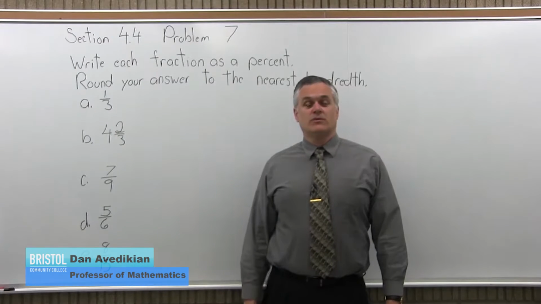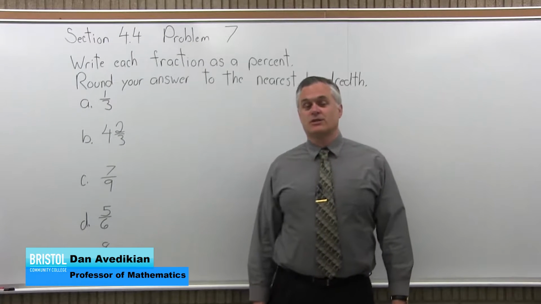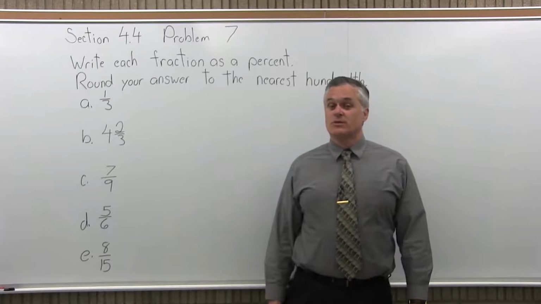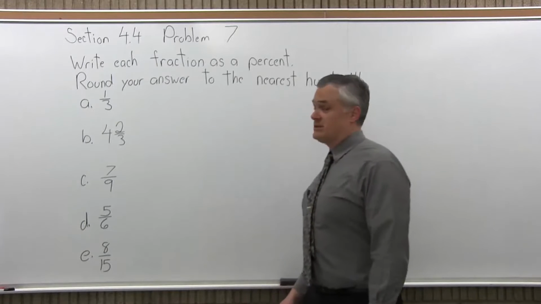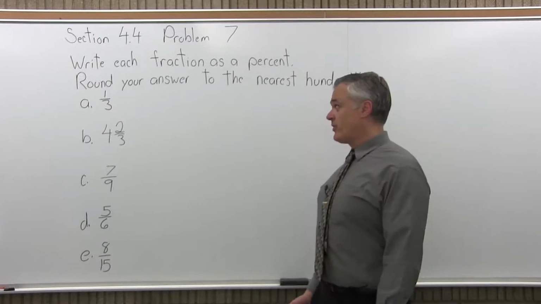This is Section 4.4, number 7. It says write each fraction as a percent, and then it says round your answer to the nearest hundredth. So it's really not going to come out to a whole number answer necessarily. You have to round it a little bit. So 1/3.